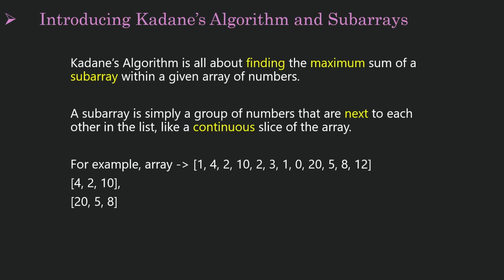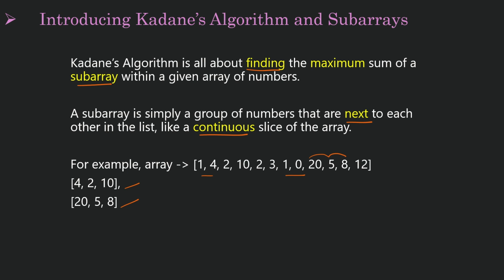Introducing Kadane's algorithm and subarrays. Kadane's algorithm is all about finding the maximum sum of a subarray within a given array of numbers. A subarray is simply a group of numbers that are next to each other in the list, like a continuous slice of the array. For example, in the array 1, 4, 2, 10, 2, 3, 1, 0, 20, 5, 8, 12, one subarray could be 4, 2, 10, which are the numbers at positions 1 to 3, or another could be 20, 5, 8, from positions 8 to 10. The goal is to find the subarray where the sum of its numbers is the largest possible.